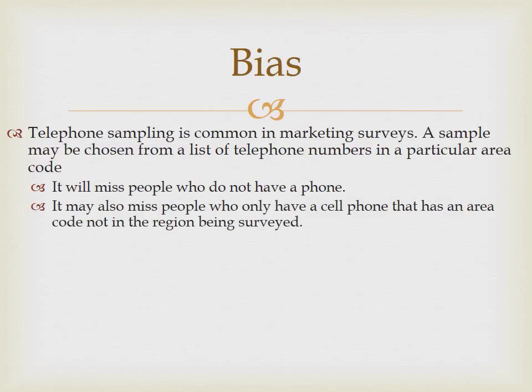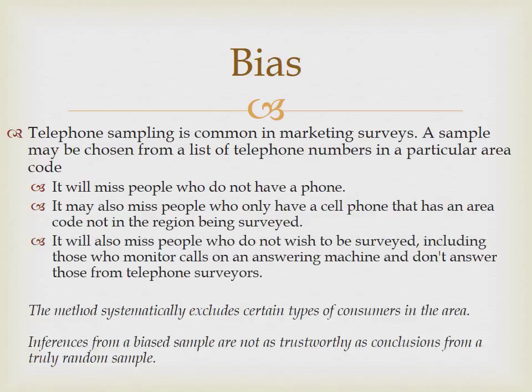It may also miss people who only have a cell phone that has an area code not in the region being surveyed. So for example, I live in Philadelphia. My cell phone area code is not a Philadelphia area code because I got the cell phone when I lived somewhere else. And so if a company wants to survey the Philadelphia area code, I live in Philadelphia. I represent the opinions of people in Philadelphia, but I won't be captured in this survey because my cell phone number does not match the criteria.